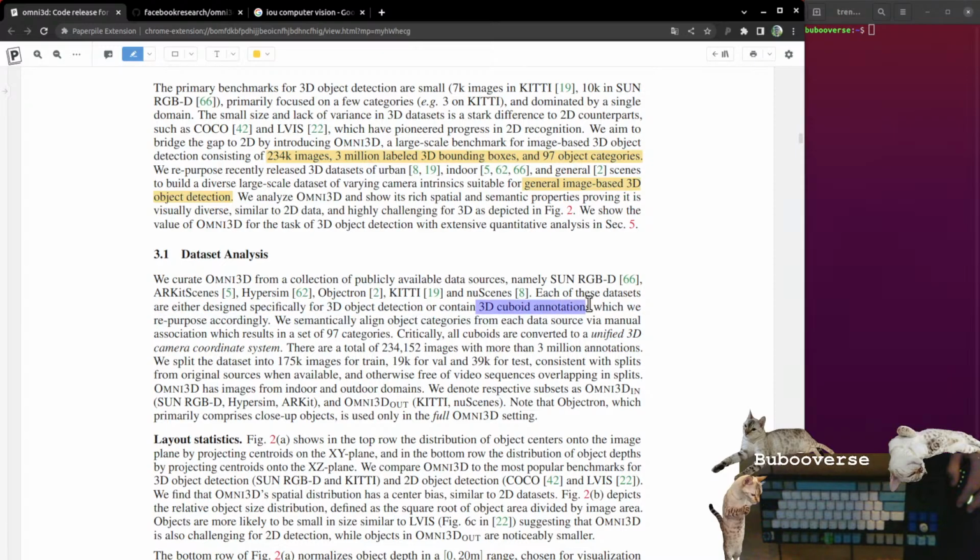Okay, 3D cuboid annotations. Semantically align object categories via manual association. So they decided which of these 97 categories are the same. Maybe tree in KITTI is the same as plant in Sun RGBD, and they decide to collapse those into a unified category. But you couldn't do this with millions of categories. You can only do this with a couple. I think 100 is something that you could do by hand. Not that there is a data set that has 1 million categories. Maybe there is, I don't know. There are a total of more than 3 million. Okay, so this is their train test split.